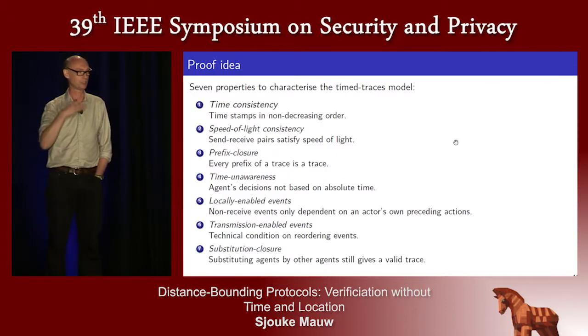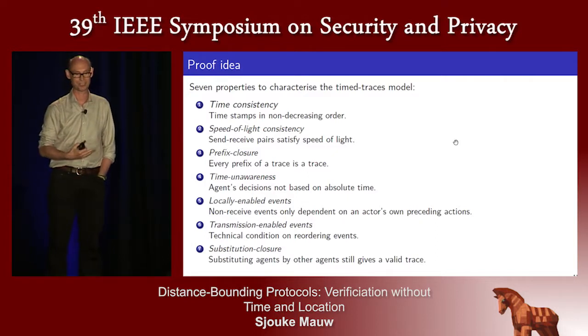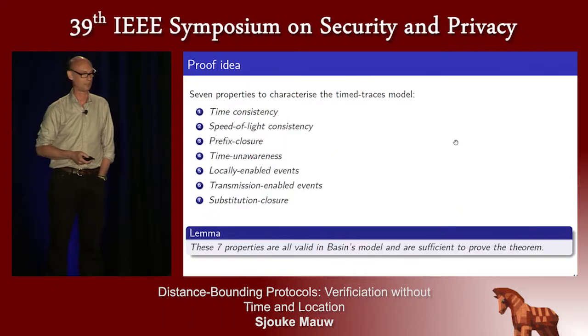In fact, we cut the proof in two parts. We formulated 7 properties that are relatively obvious in the model of Basin, and which are sufficient for us to prove our theorem. So this is the step towards the proof. Of course, you can read it all in the paper.